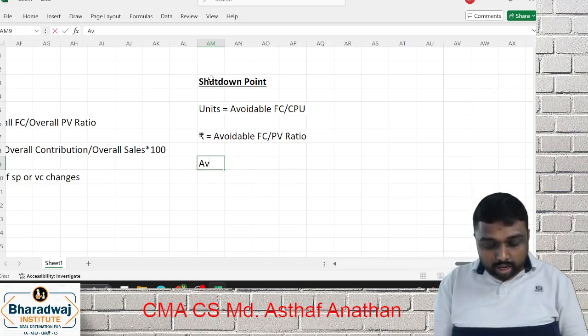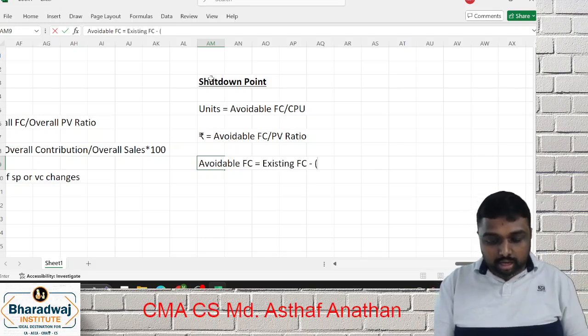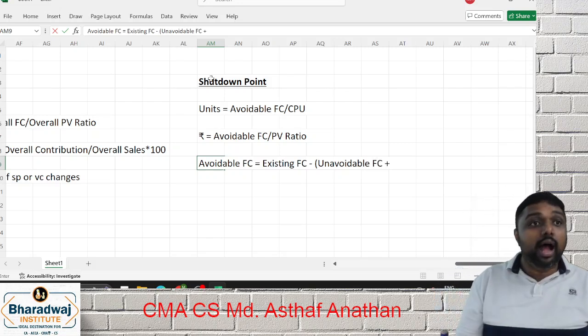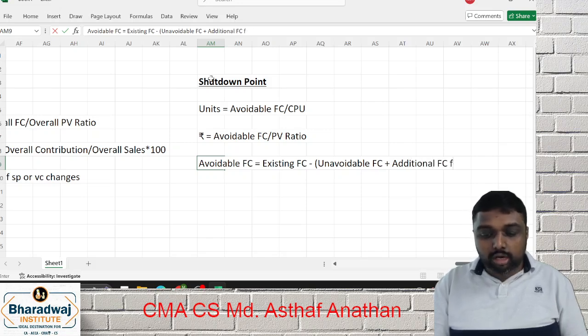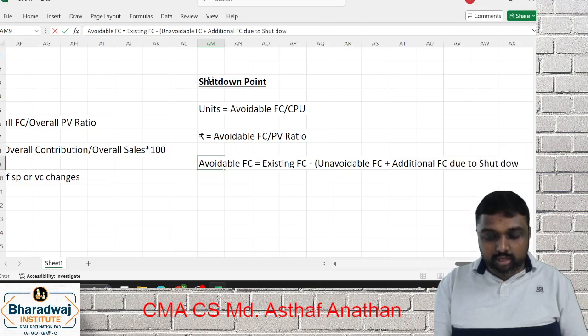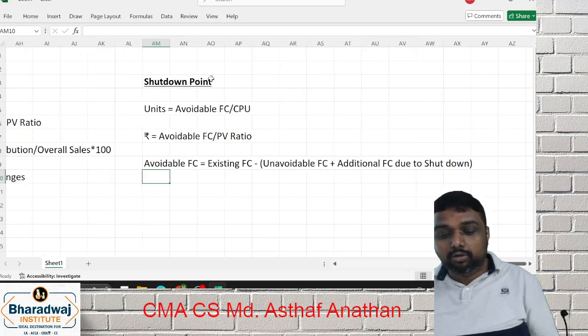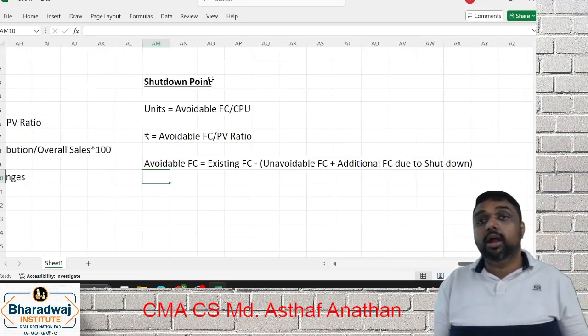So what is avoidable fixed cost? Avoidable fixed cost means your existing fixed cost minus unavoidable fixed cost plus additional fixed cost due to shutdown. This is how we have to work it out. Are you clear, friends? So this is how you go for avoidable fixed cost. This is also another concept.